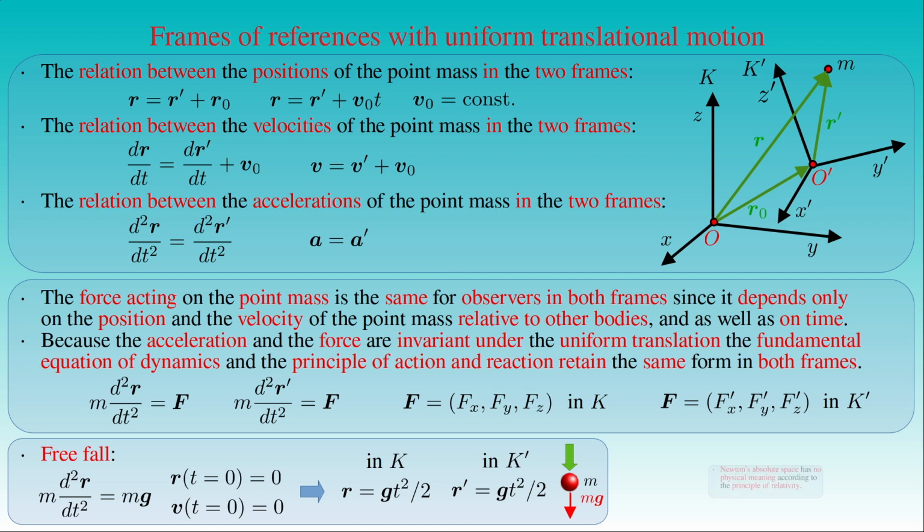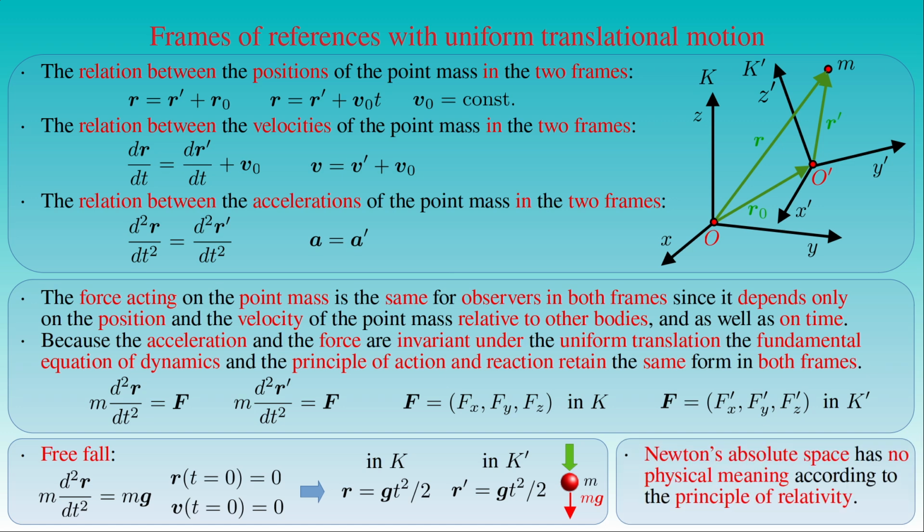Newton's concept of absolute space has no physical meaning because according to the principle of relativity, an absolutely stationary frame of reference cannot be distinguished from a frame moving with uniform rectilinear motion relative to it. As we shall see later, this indistinguishability holds not only for the laws of mechanics but for all physical phenomena.